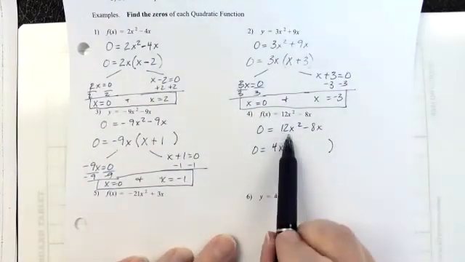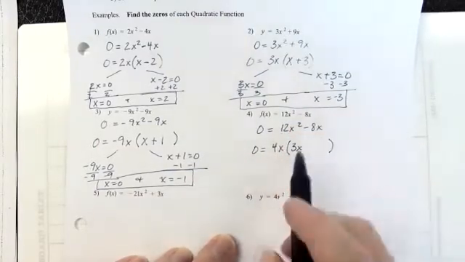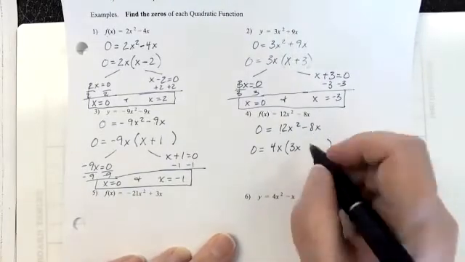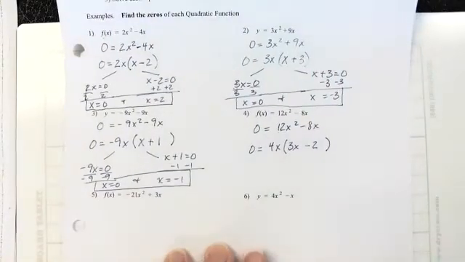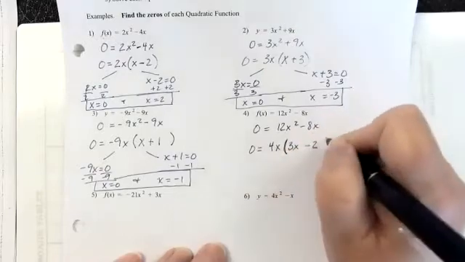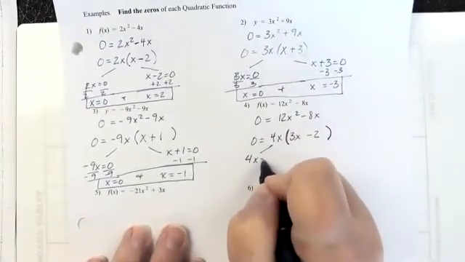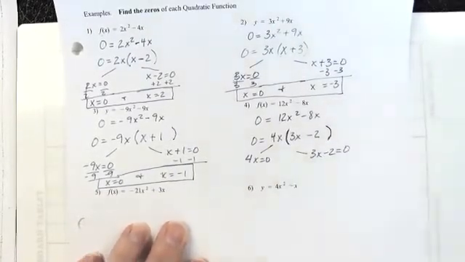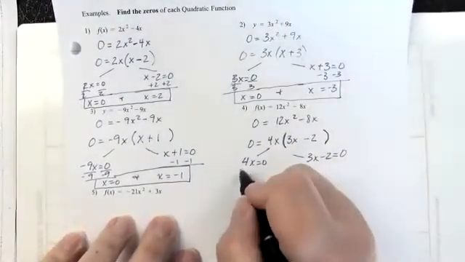Okay, 12x squared divided by 4x is going to leave us with 3x. Okay, so I'm just dividing out, or factoring out. And then negative 8x divided by positive 4x is negative 2. So 4x times the quantity 3x minus 2. And then remember this is multiplication, so one of these two things will be equal to 0. So either 4x is equal to 0 or 3x minus 2 is equal to 0. So we solve for both of those here.